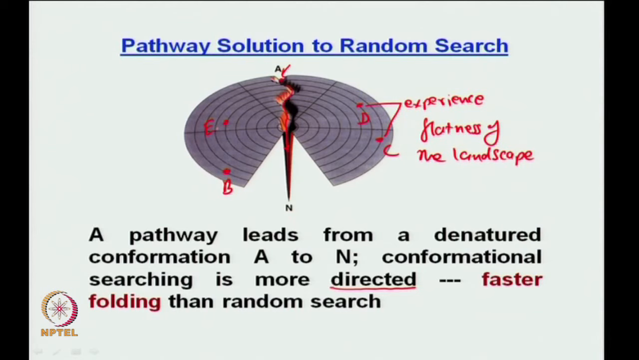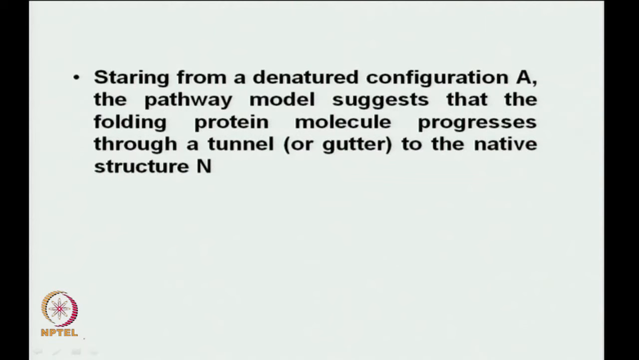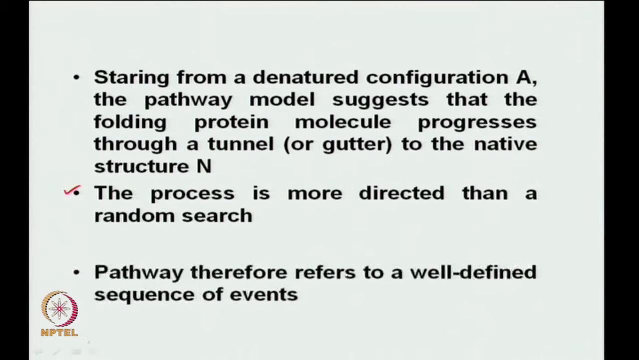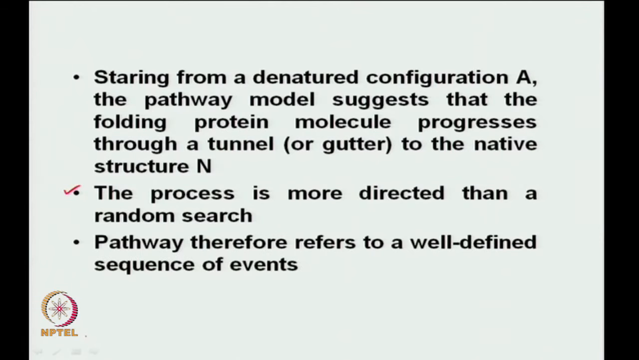Okay. So, then if you go to the next slide, that pretty much tells you what the advantages of this one are. So, starting from a denatured configuration A, the pathway model suggests that the folding protein molecule progresses through a tunnel or gutter to the native structure N. Okay. That is good. Now, the process is more directed than a random search. Obviously, you have a path which is chosen for you, so that is why it is more directed. Okay. And then the pathway therefore refers to a well defined sequence of events. That means once you are in the path, then you know where to go. That means your sequence of events is pretty much defined for you. Okay.